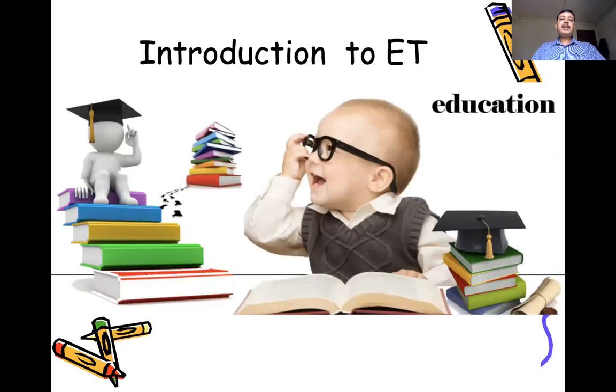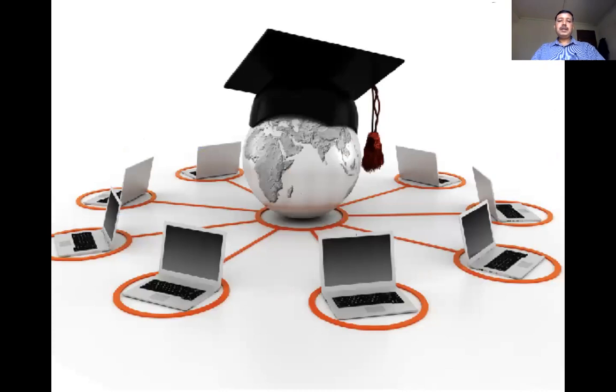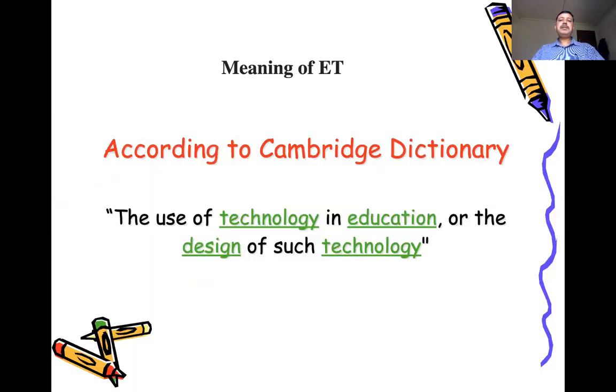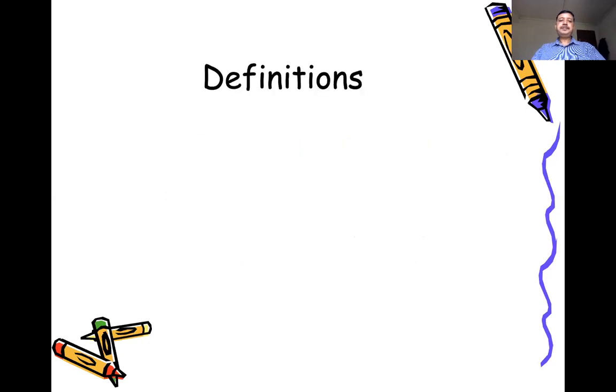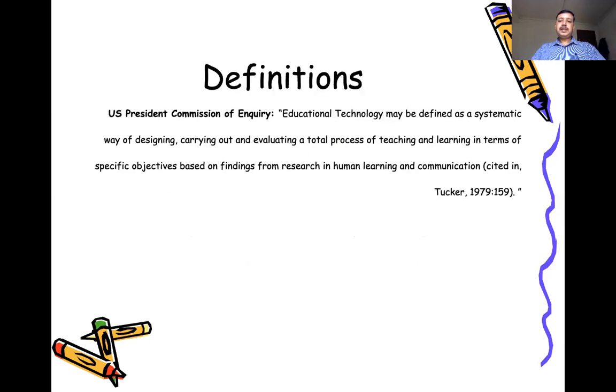So now we are really entering into educational technology in education. Okay, these are all some pictures. Then what is the real meaning of education technology? According to the Cambridge Dictionary, the use of technology in education or the design of such technology. This definition is given by Tucker in 1979. Okay, this is the US President's Commission.